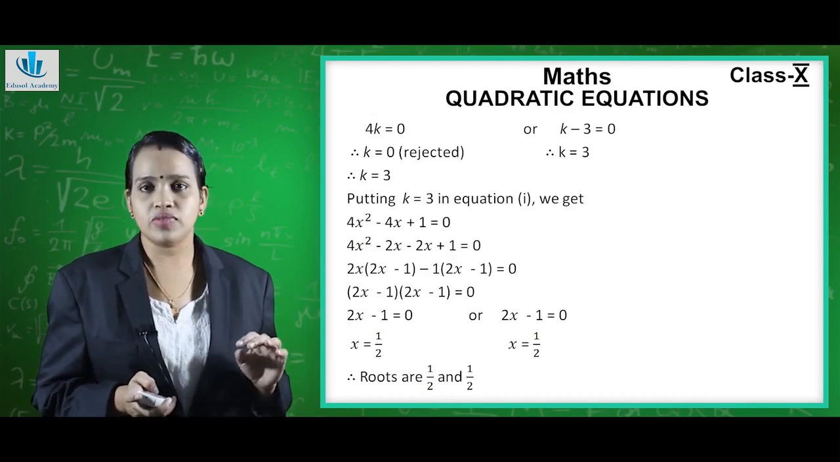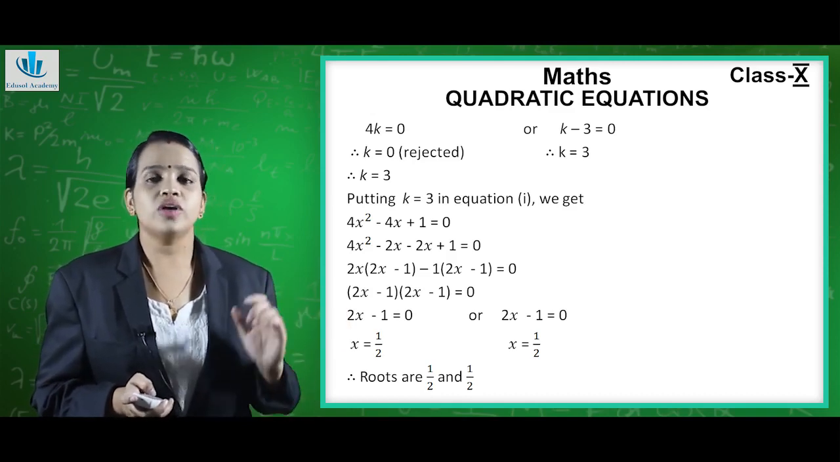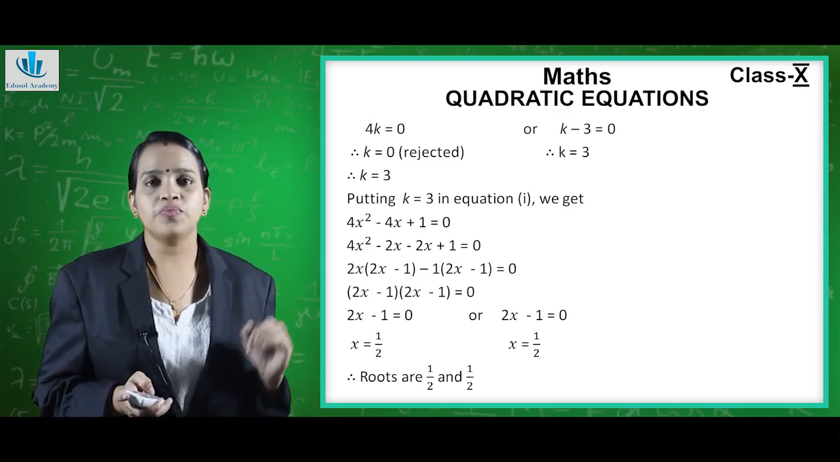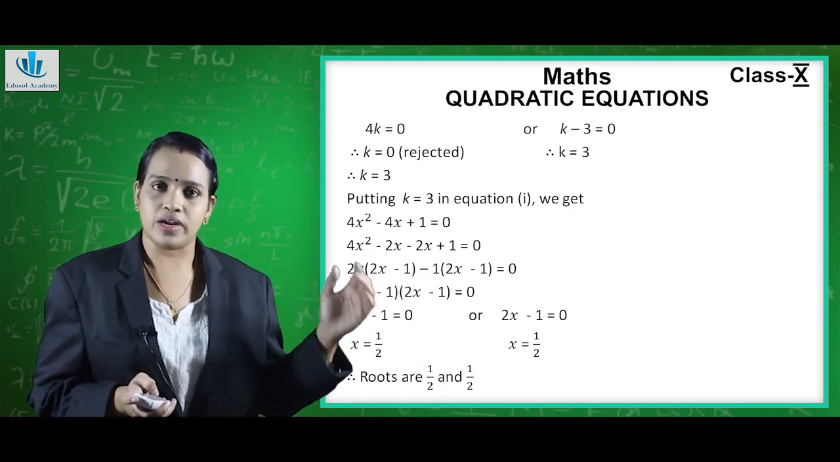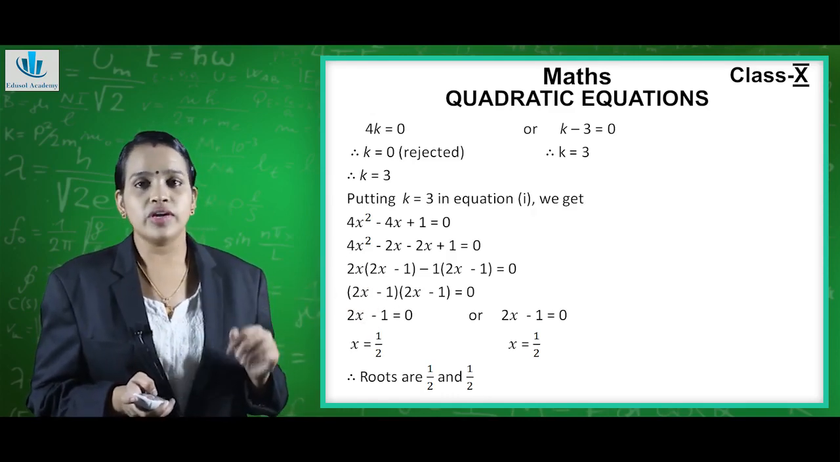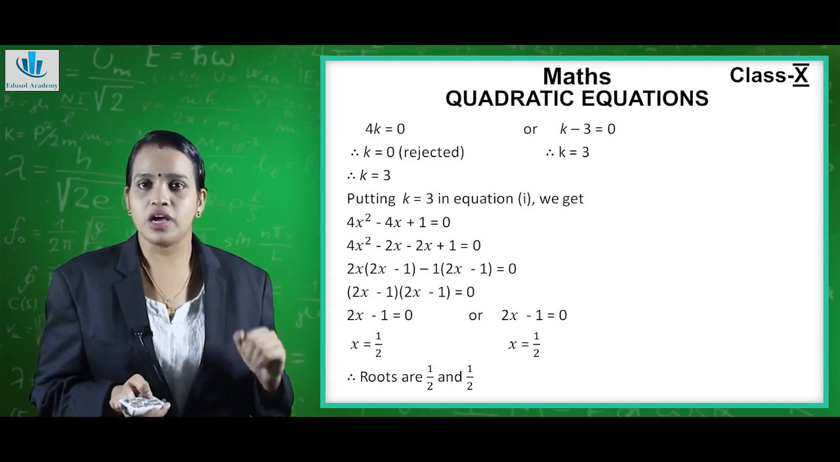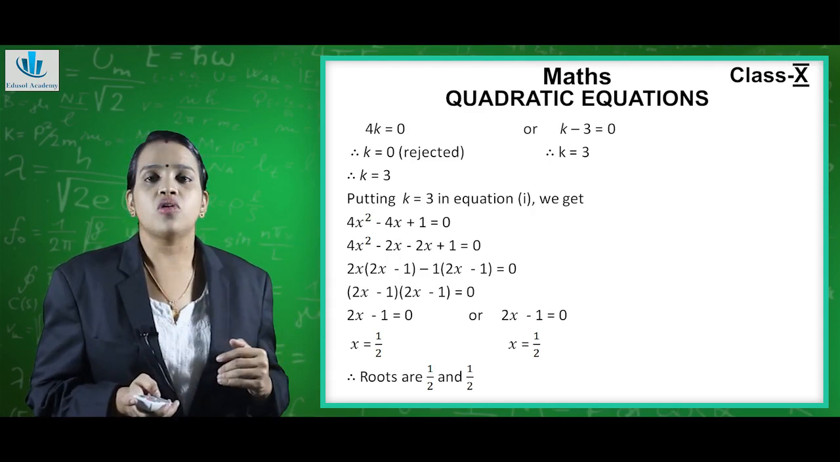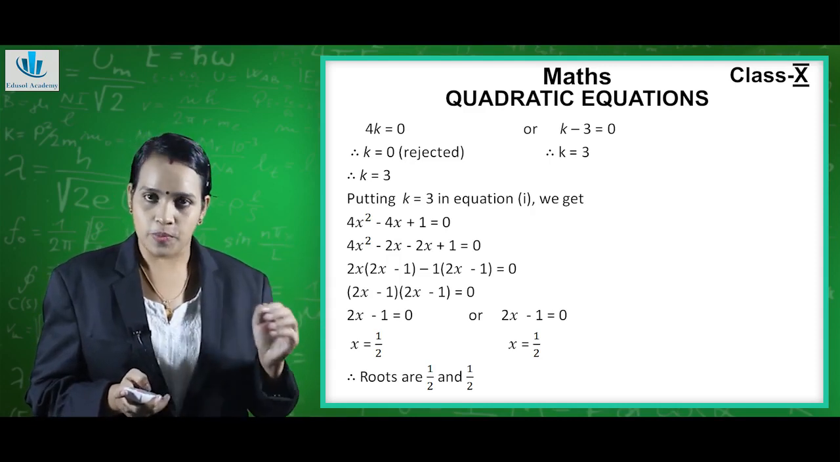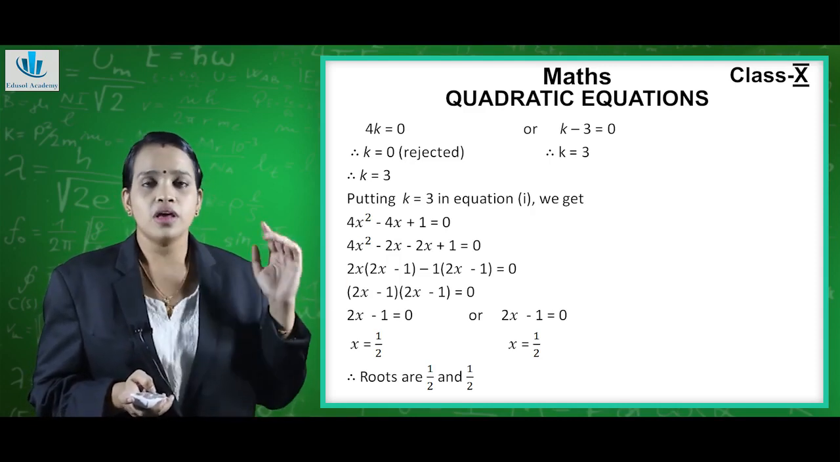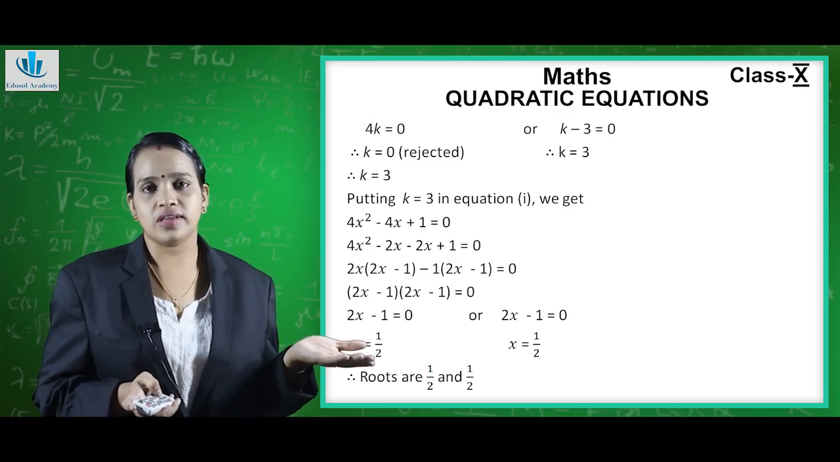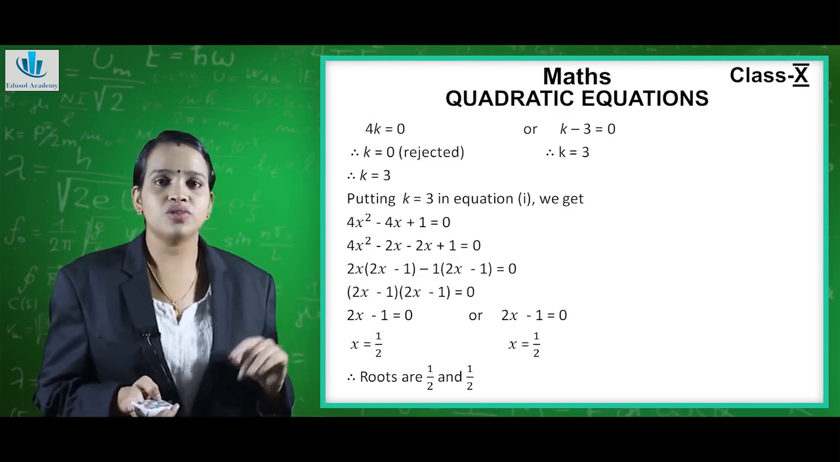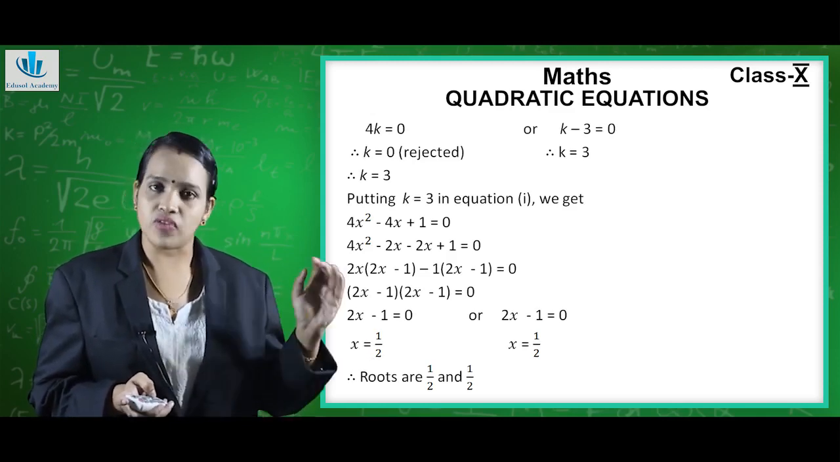Now we can separate it with 0. So it becomes 2x minus 1 is equal to 0 or 2x minus 1 is equal to 0. When we take minus 1 to the other side it becomes plus 1, and 2 when we take it to the other side it divides. So our value of x is equal to 1 upon 2. Here also the same: minus 1 becomes plus 1 on the other side and 2 divides. So our value of x here also becomes 1 upon 2.